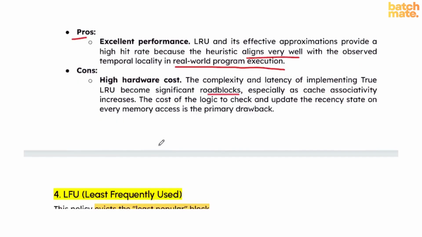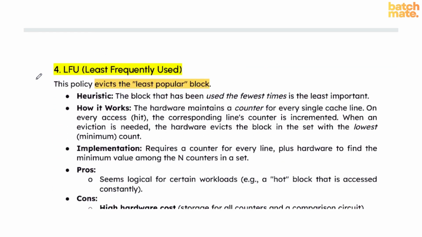Now, we are nearly at the end. Though briefly, there is one more replacement method, LFU, or least frequently used. This policy evicts the least popular block. Here the heuristic is the block that has been used the fewest times is the least important. So, the hardware counts how many times you used a block. The hardware maintains a counter for every single cache line. On every hit, the corresponding line's counter is incremented, and when an eviction is needed, the hardware evicts the block in the set with the lowest minimum count.